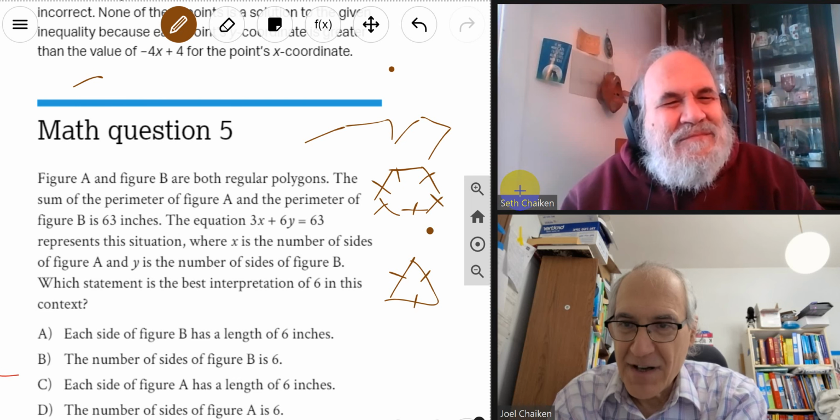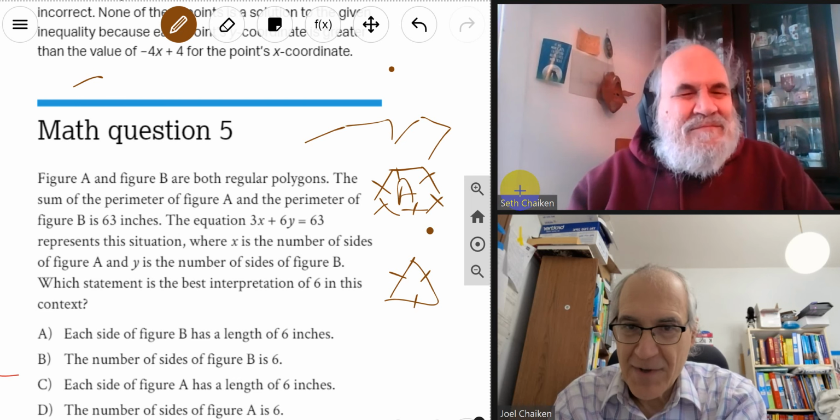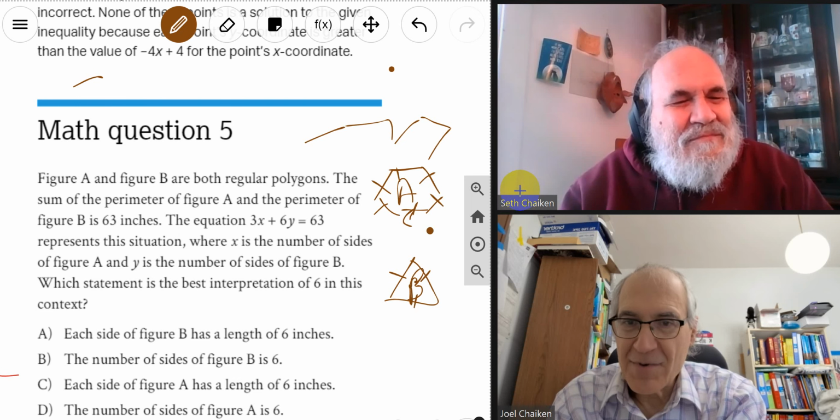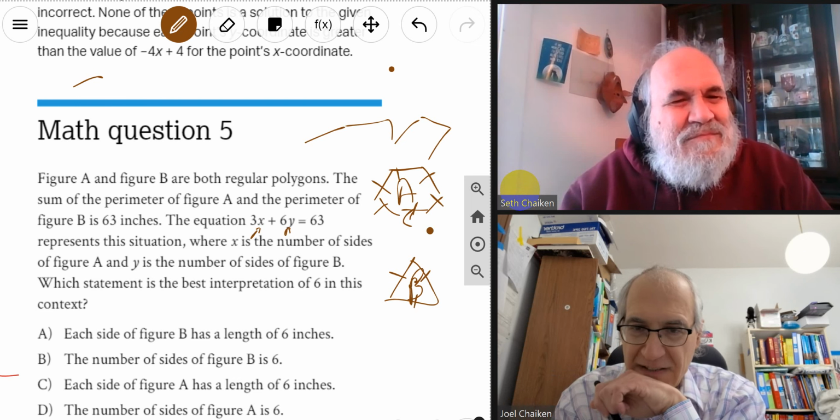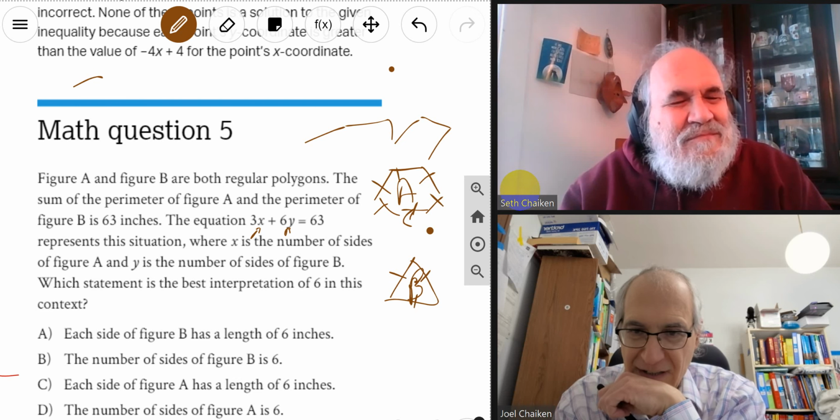The sum of the perimeter of figure A and the perimeter of figure B is 63. Not that these are the right polygons. The equation represents, x is the number of sides of figure A, and y is the number of sides of figure B, and the sum is 63. Each side of figure B has a length of 6. The number of sides of figure B is 6. Each side of figure A has a length of 6, and the number of sides of figure A is 6.